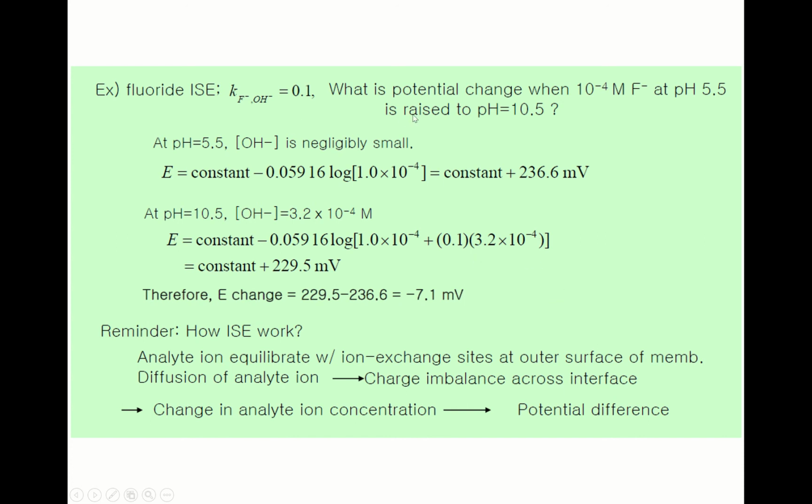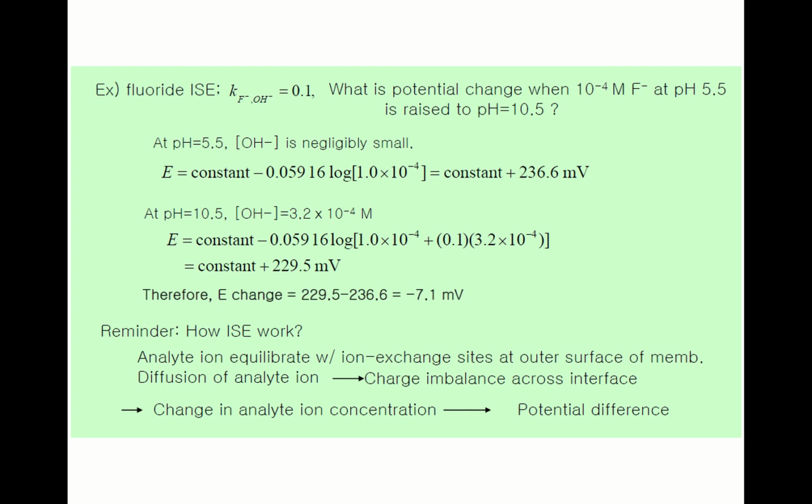Here is an example. You have a fluoride ion selective electrode, and hydroxide ion is one of the most interfering species. People have already measured the selectivity coefficient for hydroxide ion with respect to fluoride ion, which is 0.1. The question is, what is the potential change when 10 to the minus 4 molar fluoride ion at pH 5.5 is raised to pH 10.5? Now you understand, right?